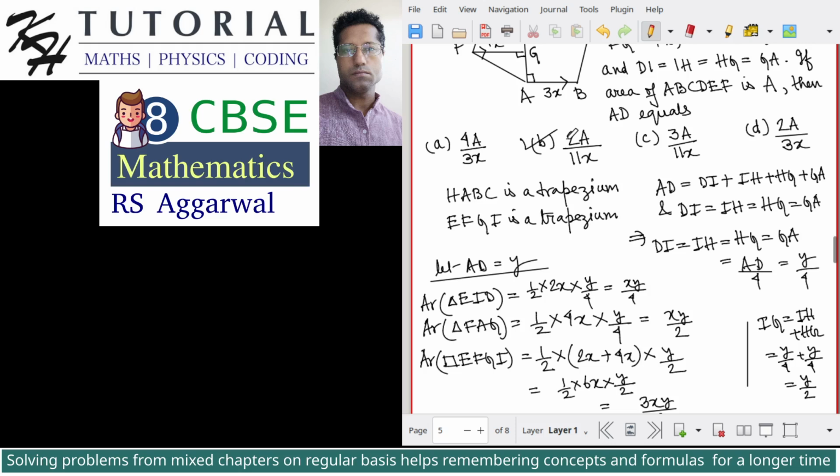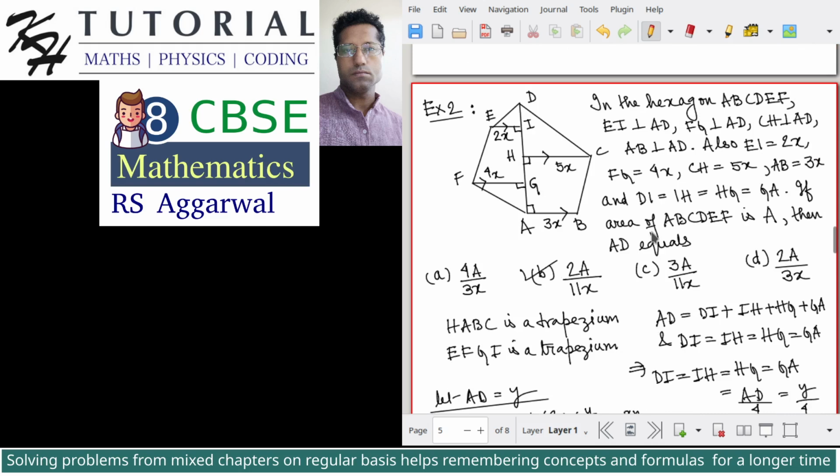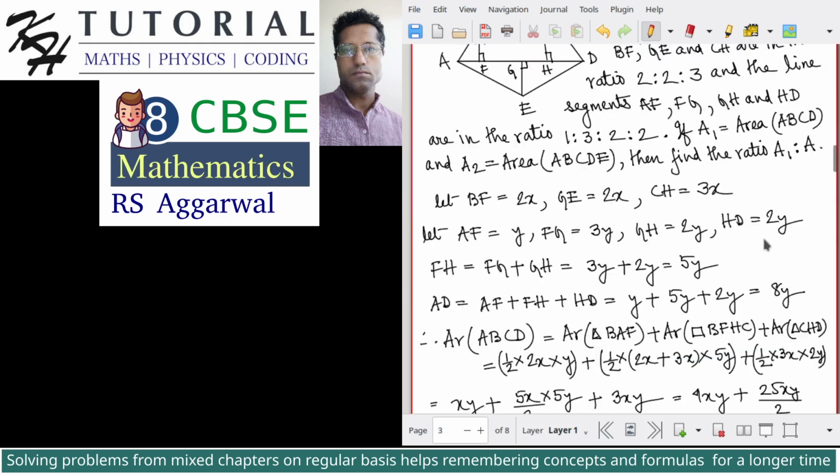So these were two problems based on the concept of finding the area of irregular polygons from one diagonal and the perpendiculars drawn on that diagonal from other vertices of the polygon. The area of the whole irregular polygon will be the sum of the areas of the triangles, trapeziums, or in some figures rectangles or parallelograms formed. So this is all about finding the area of irregular polygons.